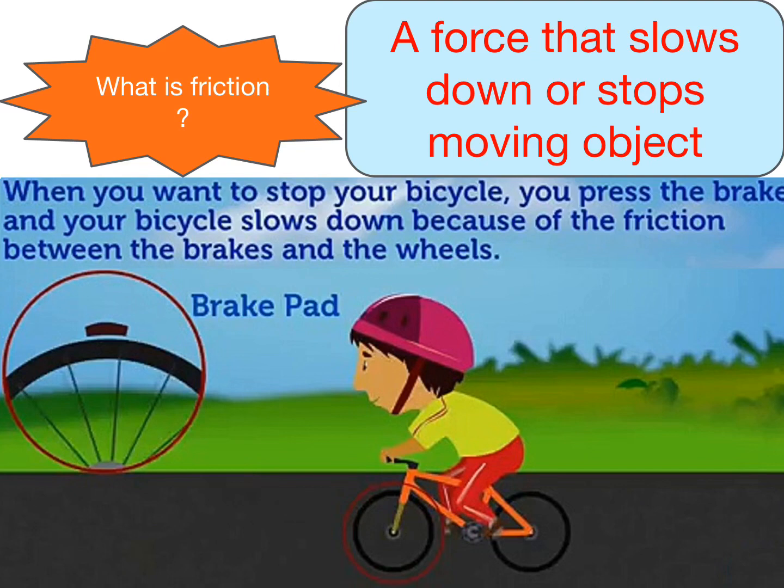Okay, what happens when you use the brake on your bicycle? When you use the brakes of the bicycle, a piece of rubber rubs against the wheel and causes friction. And because of the friction between the brakes and the wheels, the bicycle eventually will stop moving, as you can see in front of you. Say it one more time. What is friction? Friction is a force that slows down or stops moving objects.